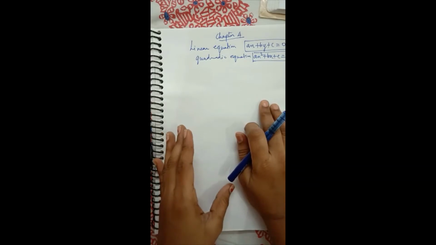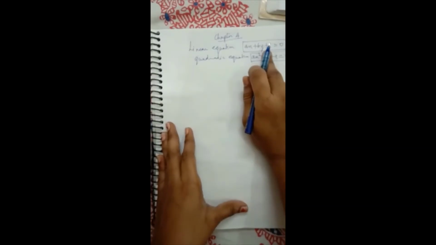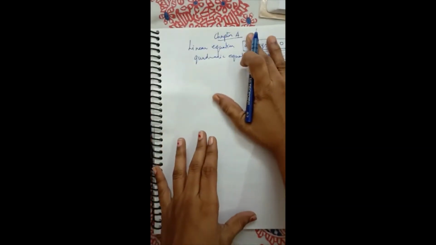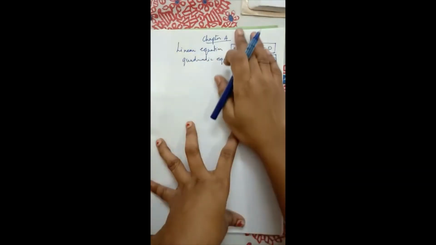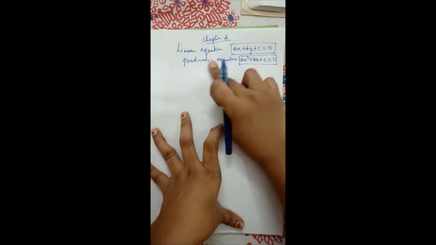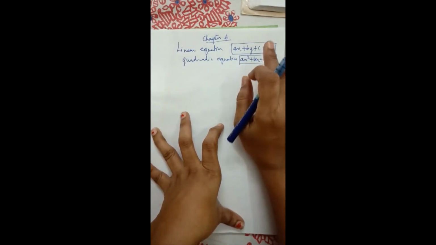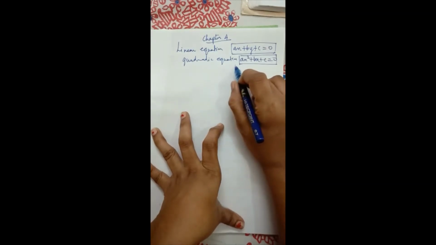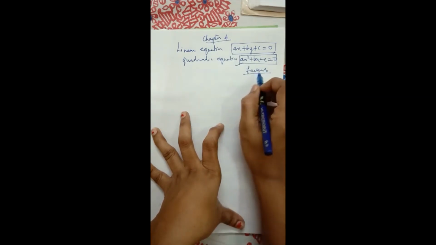Okay students, listen once again. I recall it. A linear equation is in the form of ax plus by plus c equal to 0. Then the form of a quadratic equation is ax squared plus bx plus c equal to 0. Students, listen, if any equation is in the form of ax squared plus bx plus c equal to 0, then you can find factors for it. Later I will explain this.